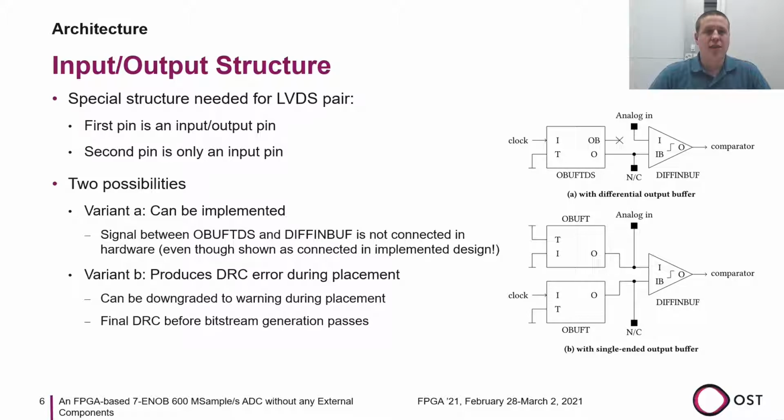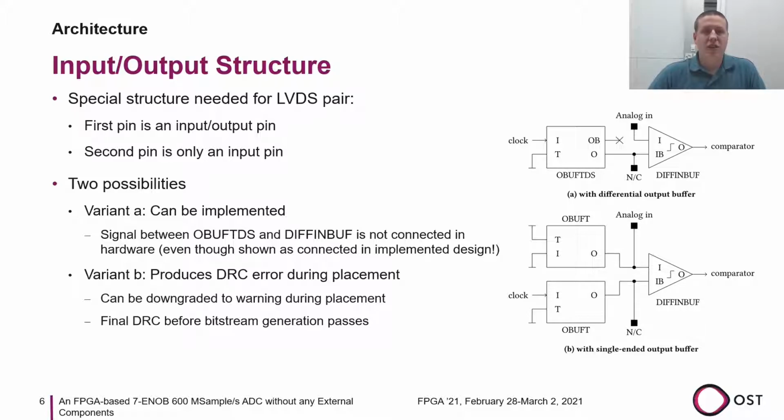Two possible solutions exist. In variant A, a differential output buffer is connected to the differential input buffer. However, only one port from the output buffer is connected to a port from the input buffer, while the other port from the output buffer is left unconnected. This structure can be implemented and a valid bitstream can be generated. However, when tested on real hardware, both outputs of the output buffer are unconnected, even though in the implemented design one output is shown as connected.